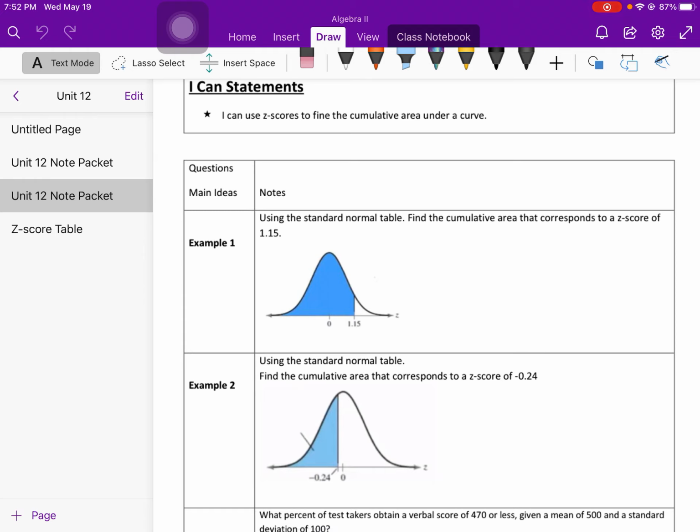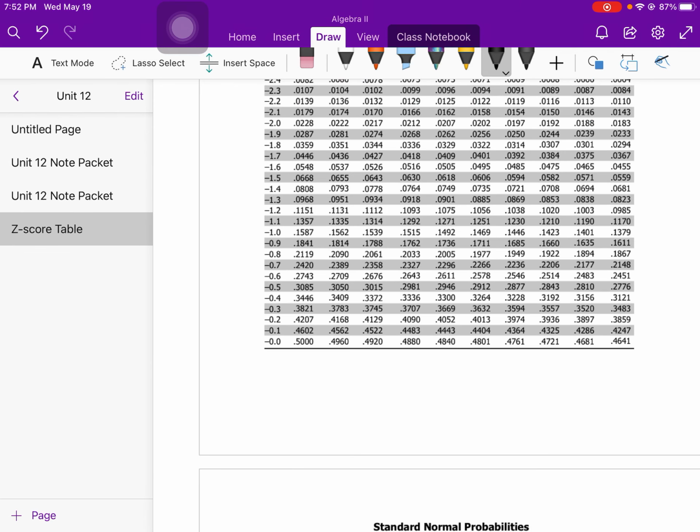So the first question here says, using the standard normal table, find the cumulative area that corresponds to a z-score of 1.15. So recall that 1.15, that's a positive number. So that means it is a standard deviation above our average of 1.15. So it's going to be to the right. We are going to evaluate using this table here. I'm going to explain how this works.